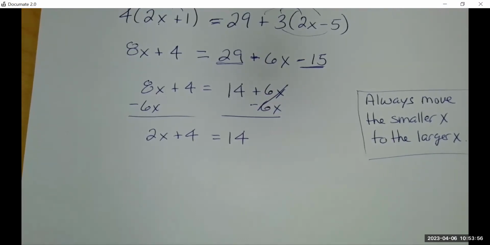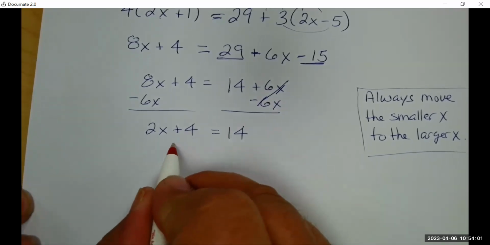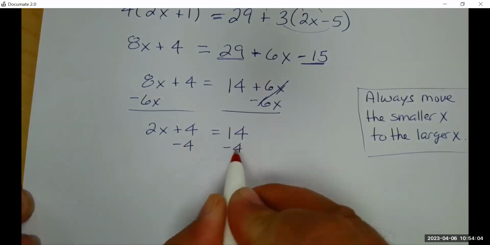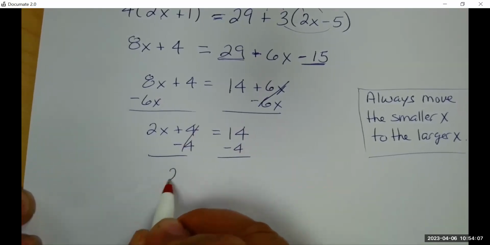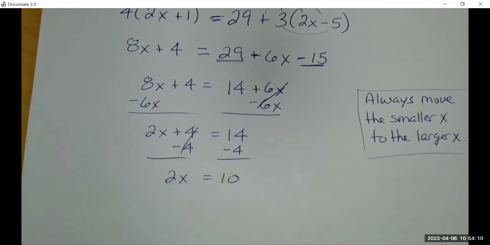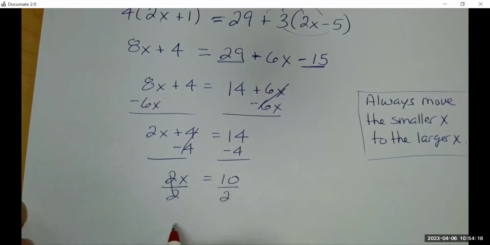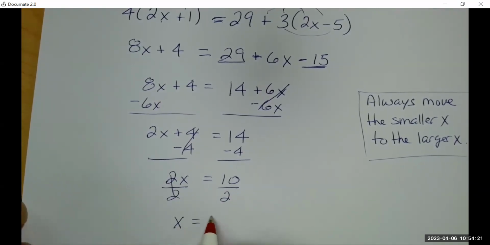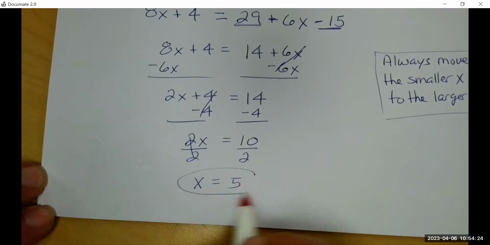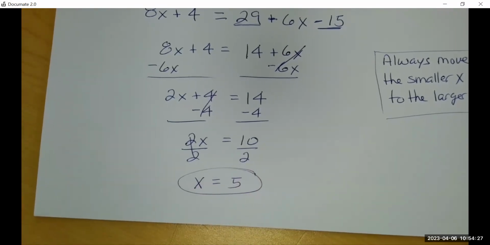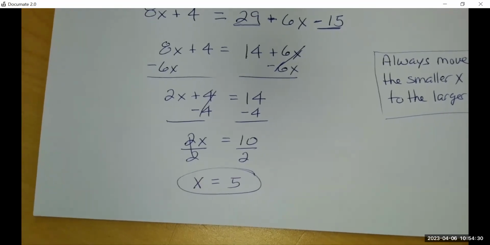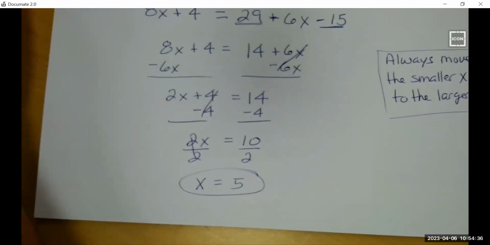You have all the x's on one side, move everything that's not an x to the other side. Negative 4, so then it's minus 4 from both sides. Then we divide by 2, so x equals 5. Perfect. And that was a big one. That is excellent. You did a fabulous job there.